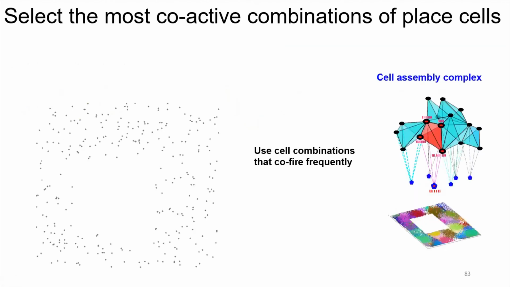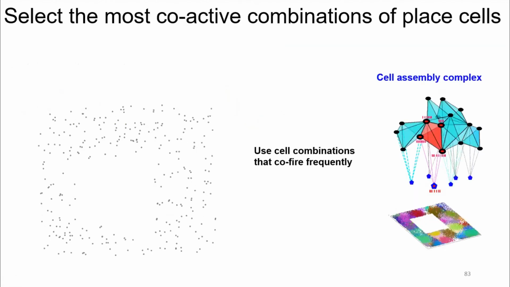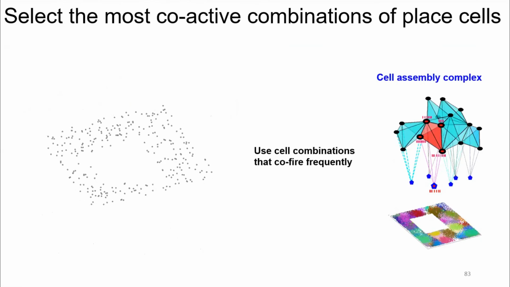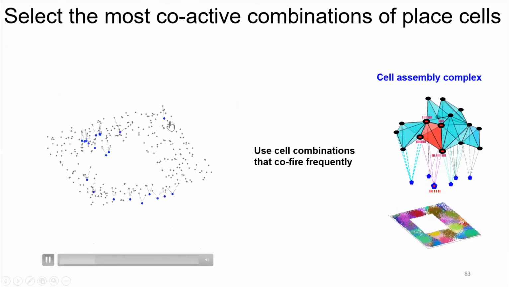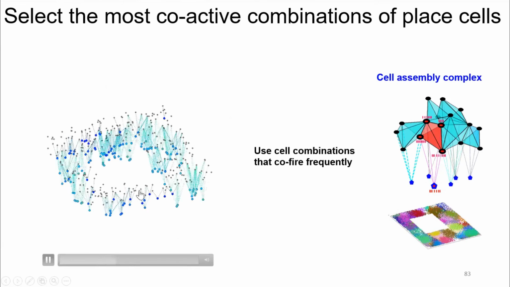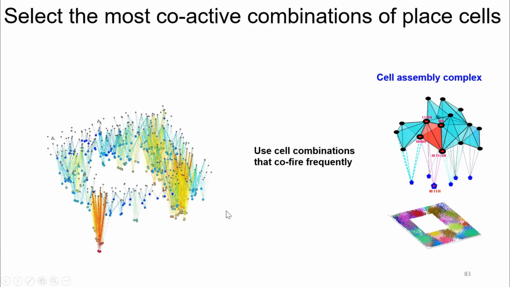We actually did this kind of analysis. What you are seeing here are centers of place cells in the two-dimensional environment with one hole that I showed before. We applied a threshold and selected combinations of cells that are most frequently coactive. And these cells get a readout neuron.